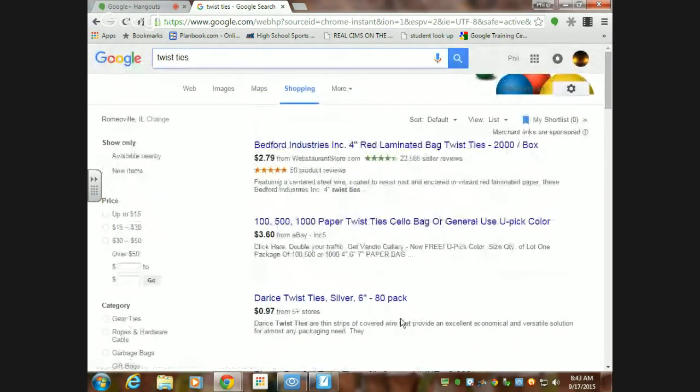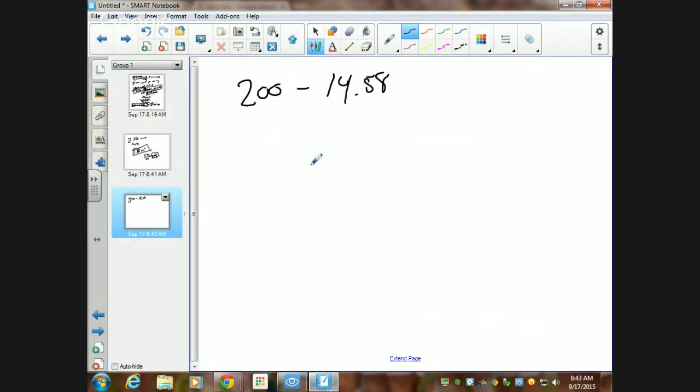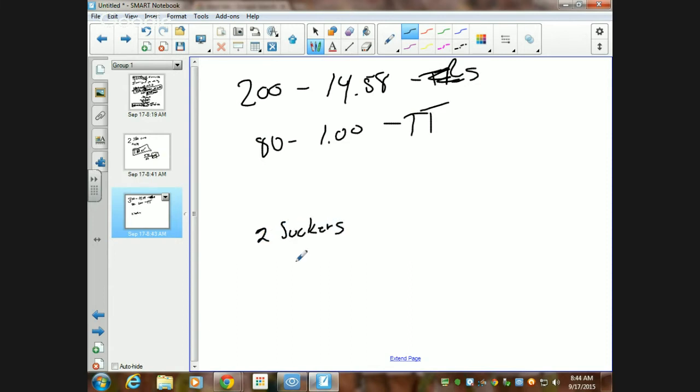Let's do twist ties. There you go. And then you get an 80 pack for $1. I'll round up. So you get an 80 pack for $1. So your product is, this is Tootsie Rolls. This is a twist tie. Your product is, or I'm sorry, that's not Tootsie Rolls, that's suckers. Your product is 2 suckers and 1 twist tie. What's your unit cost?